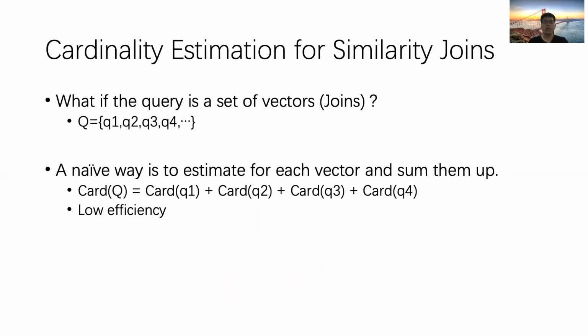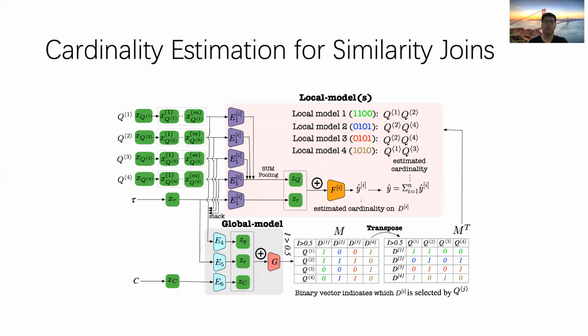So what if the query is a set of vectors? If we estimate each of them and sum them up, the efficiency would be very low. One promising solution is to learn a canonical representation for the query set. We adopt sum pooling to merge query embeddings. That's because the sum operator can be aware of query size and makes our join model generalize to different numbers of query vectors.